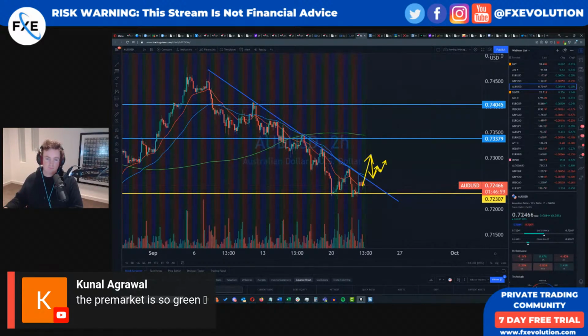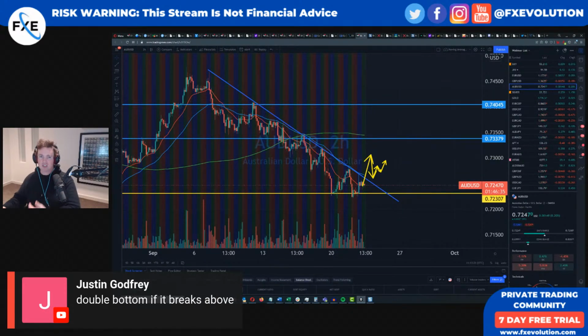What would we look to do? Justin Godfrey says double bottom if it breaks above. Yes. And what is this first part of? This would be what we call a recovery. And when you can clearly see a massive trend that has changed, we've detailed this on the US dollar yen before. We've detailed this on stocks before. It's one of our classic style trades that we love. It is the change or the first stage of recovery. So we have a low again.